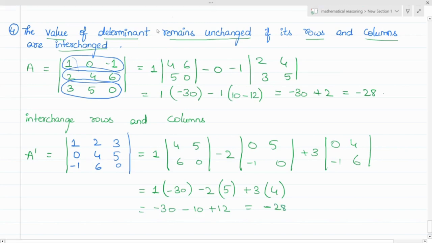If you observe over here, the value of A and A dash are equal. But we have interchanged the rows and columns. So this property says that whether you change the rows with the columns or the columns with the rows, the determinant does not change. It remains as it is. This is a very important property which helps you in question solving, so make sure you know about this.